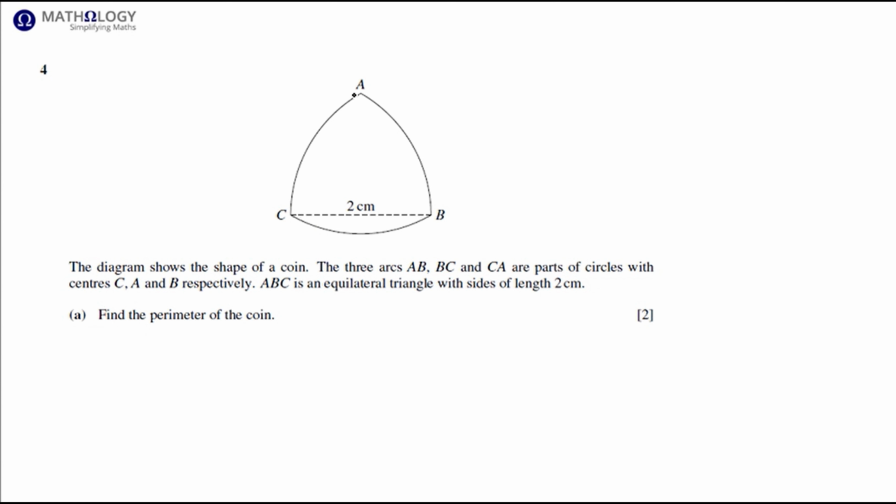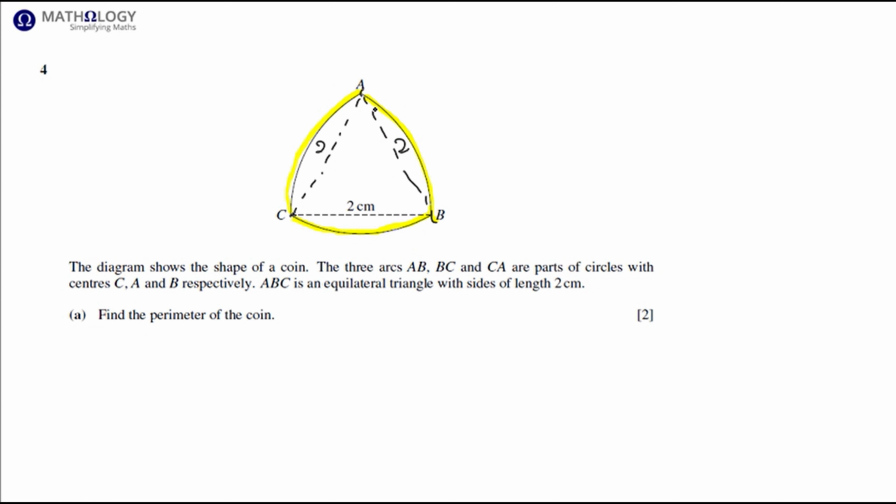Okay, well, first thing we should do, because they've told us that ABC is an equilateral triangle, let's just draw in that triangle. And it has side lengths of 2 centimeters. So each of these sides, AC, CB, and AB, are 2 centimeters each. The perimeter of the coin is arc length AC, arc length BC, plus arc length AB, right? That's the perimeter of that coin.